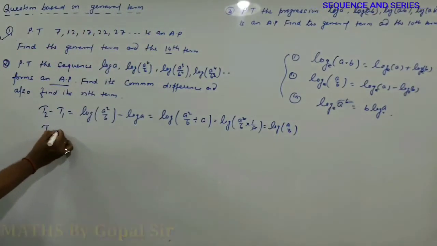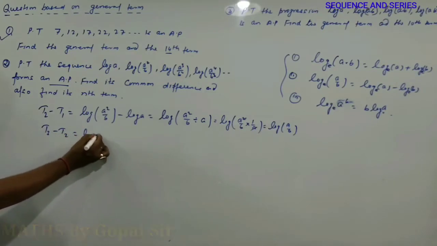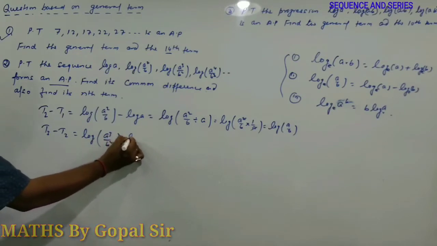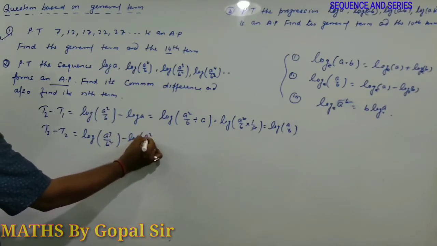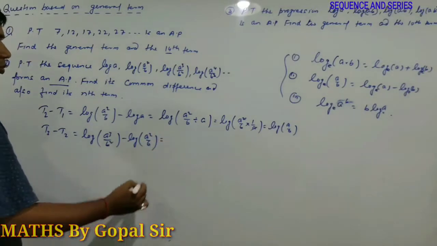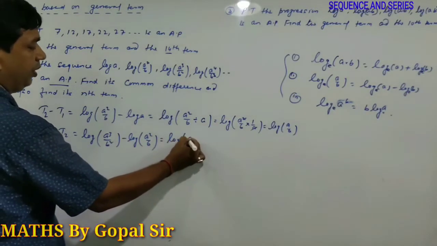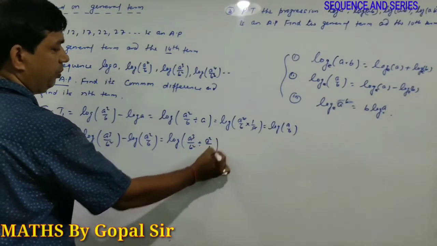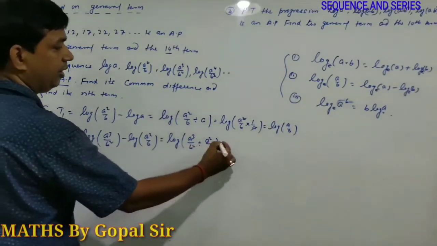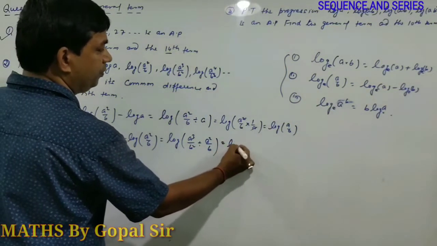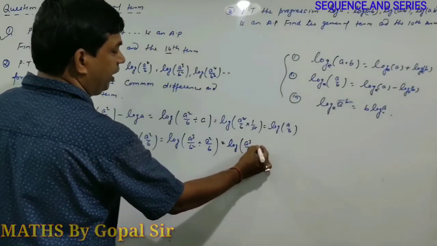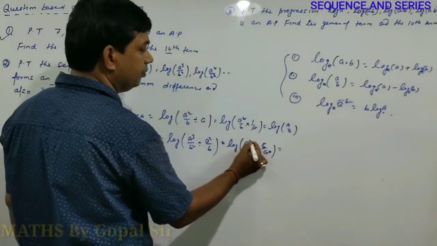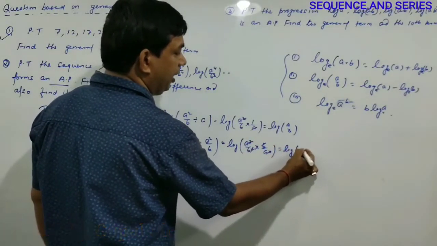Next, T3 minus T2: this is log a cube by b square minus log a square by b. This is equal to log a cube by b square divided by a square by b, so we can write log a cube by b square into b by a square. So these cancel, and this is log a by b.